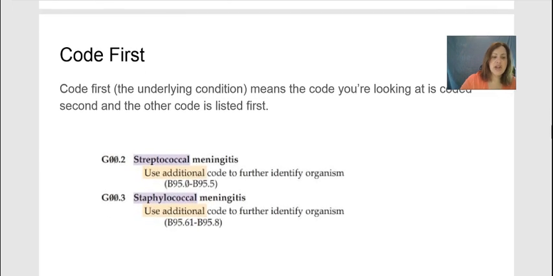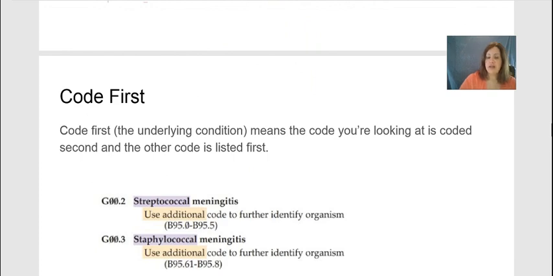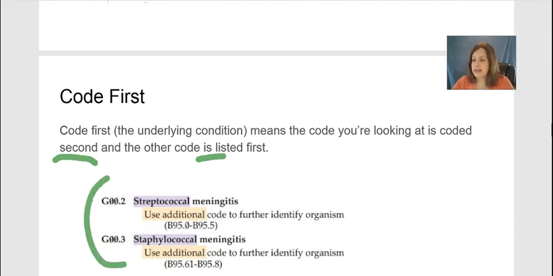Okay. The next one you'll see is code first. This is also telling you you need a second code, but what this one is saying is that the code you're looking at is the second code, and the other code, the one they're telling you to code first, needs to go first. So if you're coding strep or staphylococcal meningitis, it tells you you need an additional code to tell us what kind of staph or strep this patient had, because there's different kinds. So you're going to put this meningitis code first, and then the B code second.